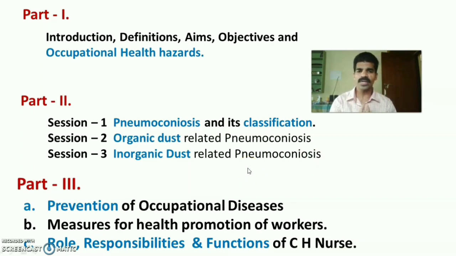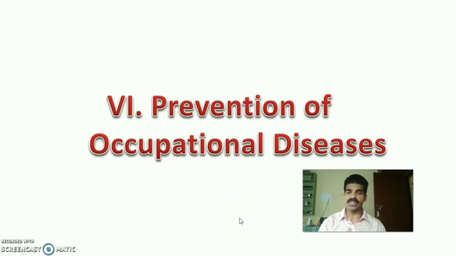If you have not watched that video, please refer and watch that video first, then you come back to today's video. In this video, I will be explaining in detail about prevention of occupational diseases, which is an important short note or important question for you. Then I am also explaining about the measures for health promotion and protection of the workers. In the next session of the video of Part 3, I will be explaining in detail about role, responsibilities and functions of a community health nurse in occupational health nursing. So let us discuss first prevention of occupational diseases.